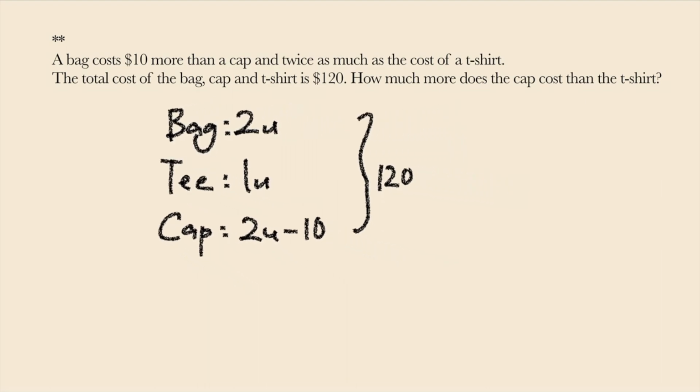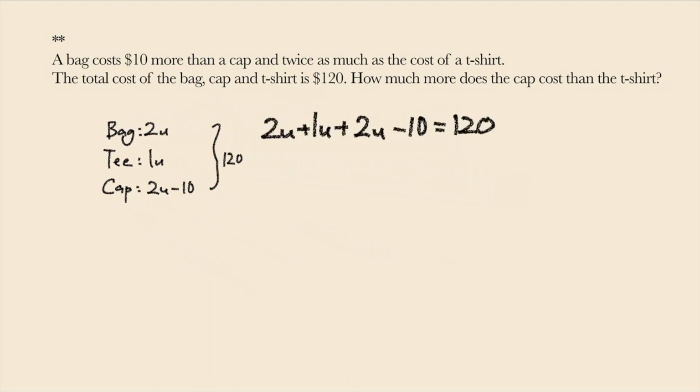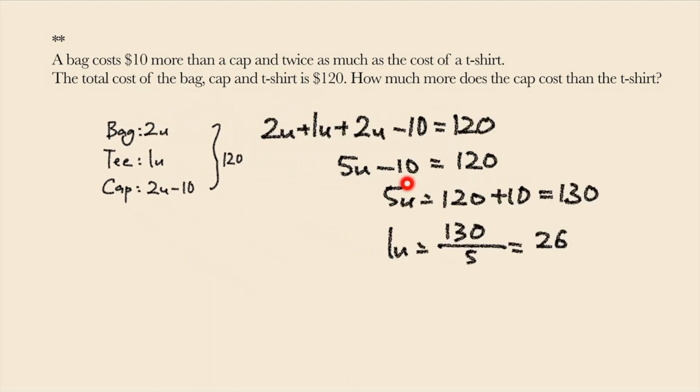So let's form an equation with that. So that's a total of 5 units minus 10 equals 120. 5u equals 130. Remember, negative 10 becomes positive 10 on the right side. So 1 unit is $26. Question: how much more? Okay, so we are taking the difference here.